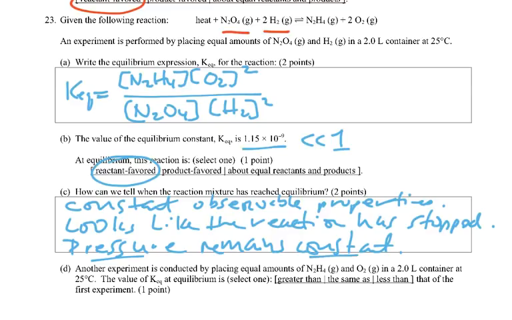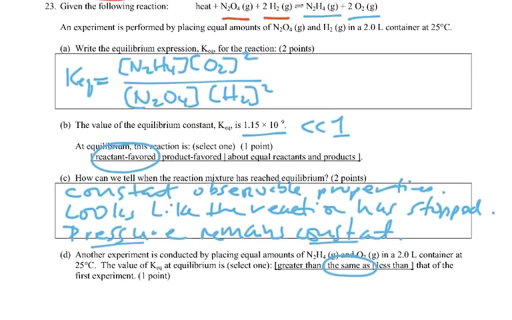Okay, another experiment is conducted by placing equal amounts of N2H4 and O2 in a 2-liter container. So how does that compare? We were talking before about putting the first 2 chemicals in a container and letting it reach equilibrium. Now we're talking about putting the products in a container, and the value of the equilibrium constant will come out to be the same. If I start with my reactants or I start with my products, I'm going to end up with the same situation. We saw that when we did the beaker, we could start with everybody on the product side or everybody on the reactant side. We get to the same equilibrium no matter what. And that is the whole test.